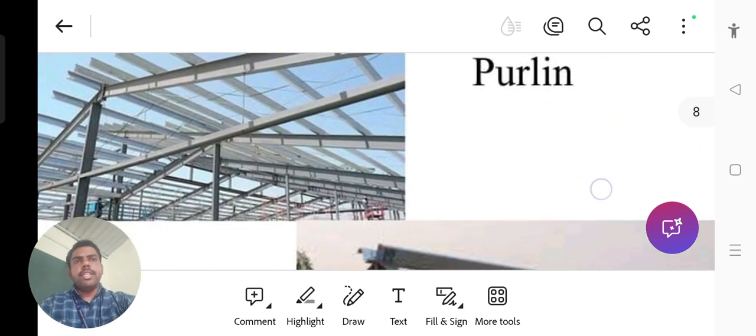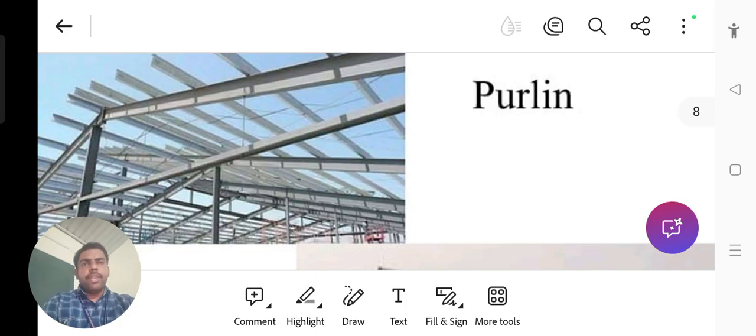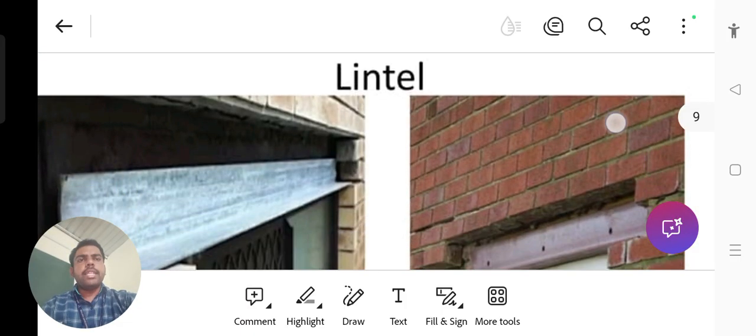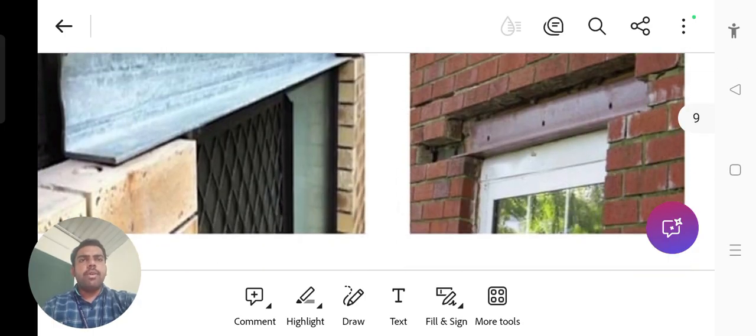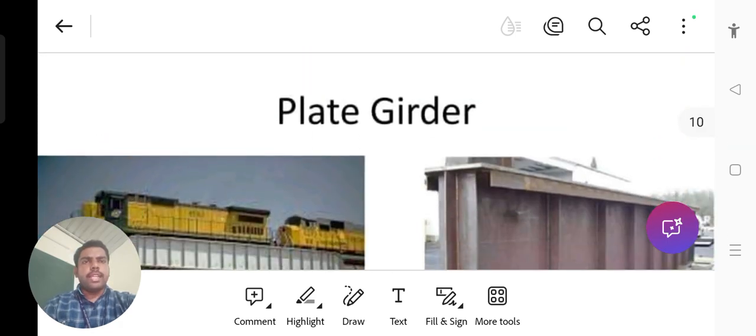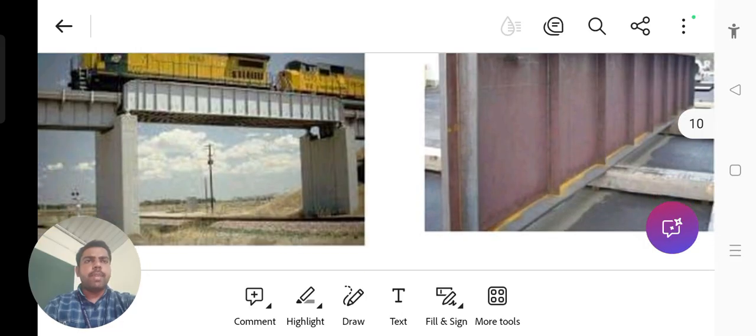See, these are the purlins. What is a purlin? It is a supporting member of a roof. Here, one principal rafter should be capable of load bearing. In that situation the purlin is also inclined, and it is called a purlin. And next one, lintel. See, this lintel is over a small opening in the roof surface, that is called a lintel. And these are the plate girders and gantry girders.